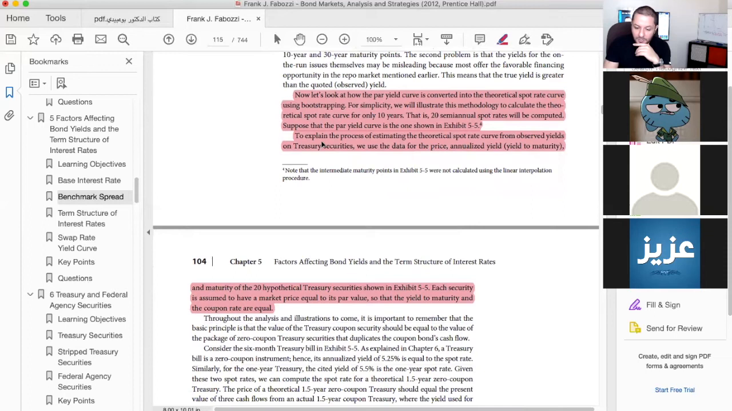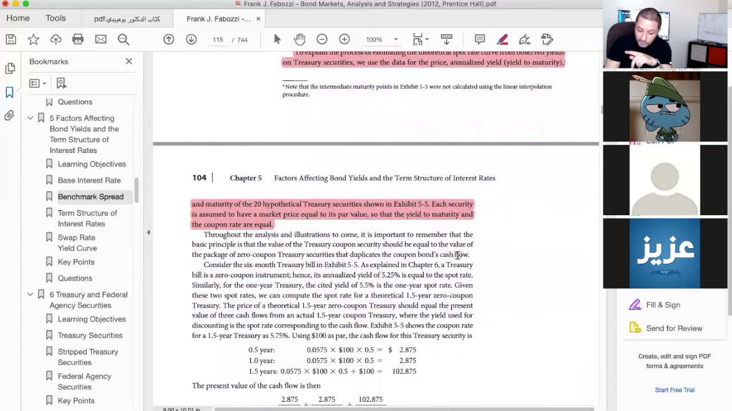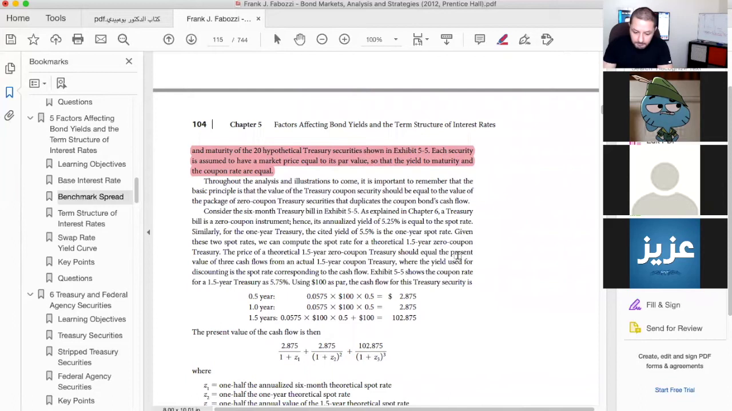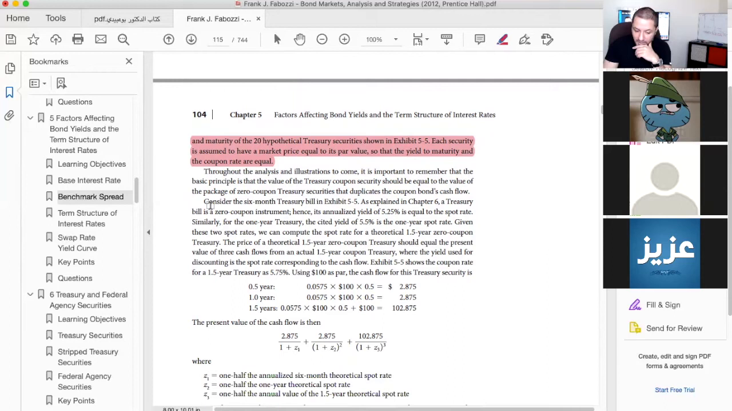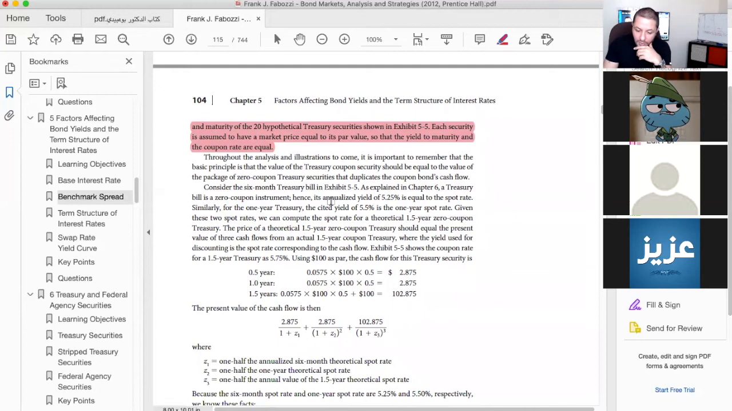To explain the process of estimating the theoretical spot rate curve from observed yields on treasury securities, we use the data for the price, annualized yield, and maturity for the 20 hypothetical treasury securities shown in exhibit 5.5. Each security is assumed to have a market price equal to its par value, so that the yield to maturity and the coupon rate are equal. Now, consider the 6-month treasury bill in exhibit 5.5. As explained in chapter 6, which we'll see later, a treasury bill is a zero coupon instrument, which means that the return is the difference between the par value and the price paid at T0. Hence its annualized yield of 5.25% is equal to the spot rate.